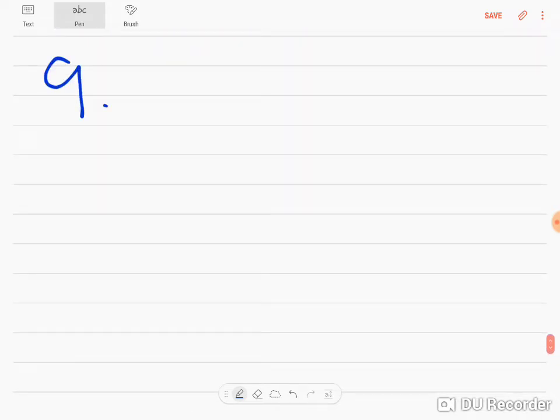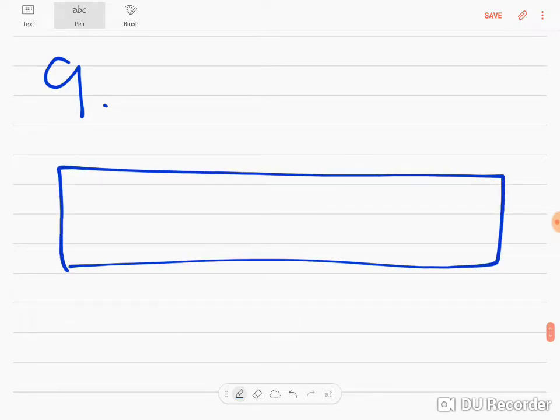Number 9. What is the fraction of this rectangle shaded?